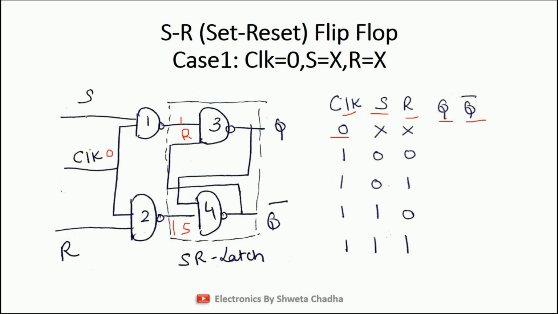They can have any random value, but with minimum 1 input 0, the output must be equal to 1. Now S is 1, R is 1, and this is nothing but an SR latch.